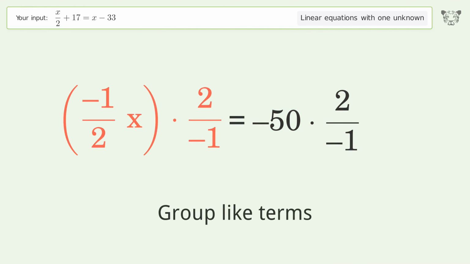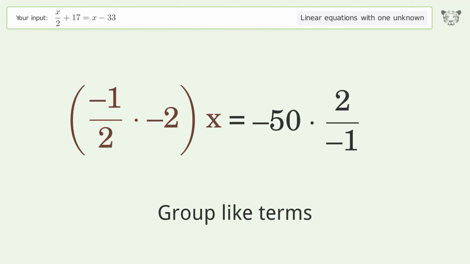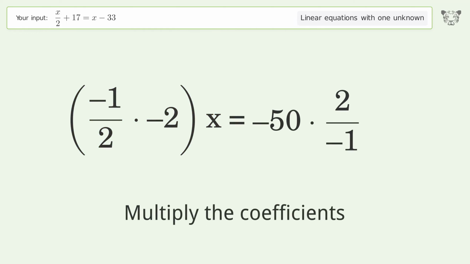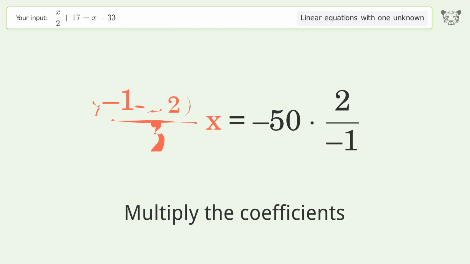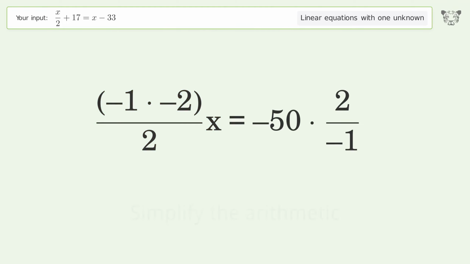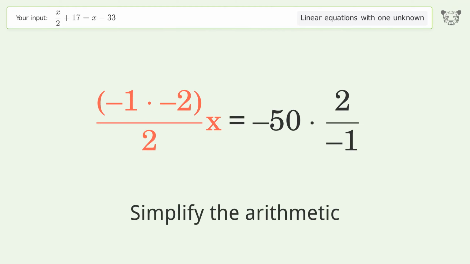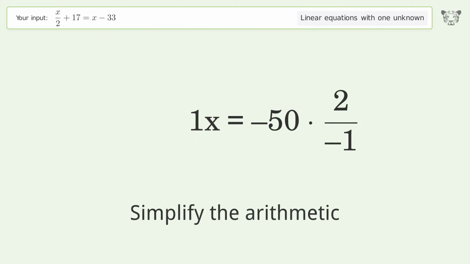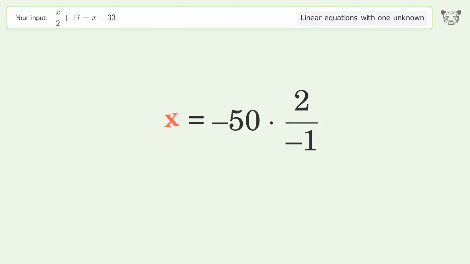Group like terms. Multiply the coefficients. Simplify the arithmetic. And so the final result is x equals 100.